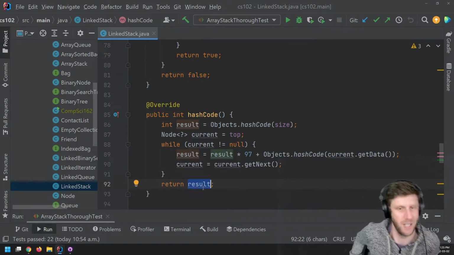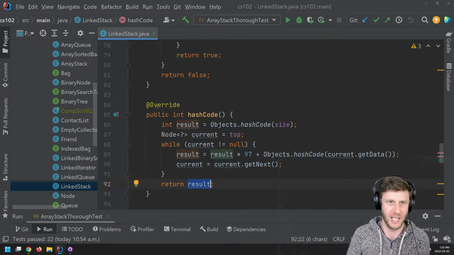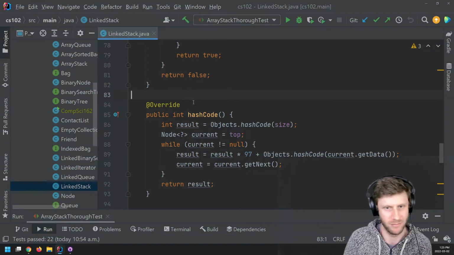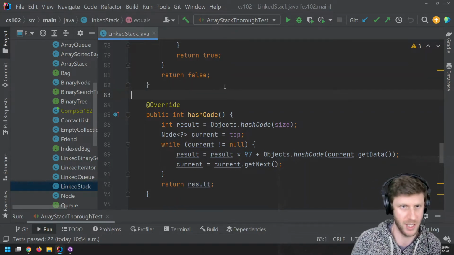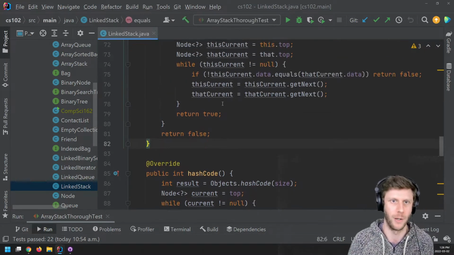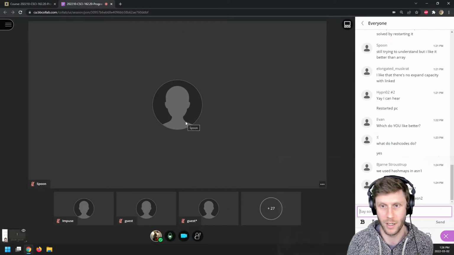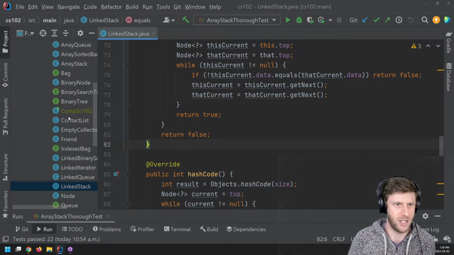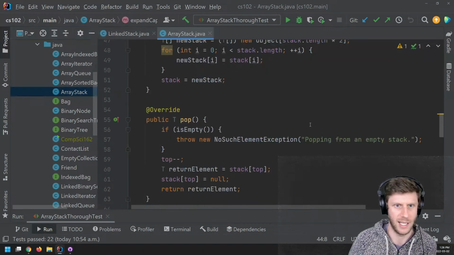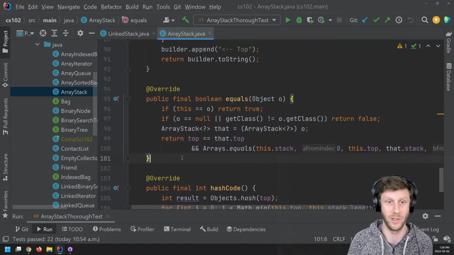This is not something you need to worry about too much, okay? It's just someone asked what a hash code is. It's something important. You can read up all about it. It's really interesting, but not critically important right now. But there is a hash code in assignment 2. Yes, there is. If you go look at ArrayStack, here's the hash code there, along with an equals that's already there.